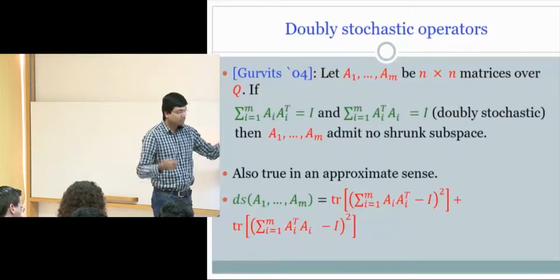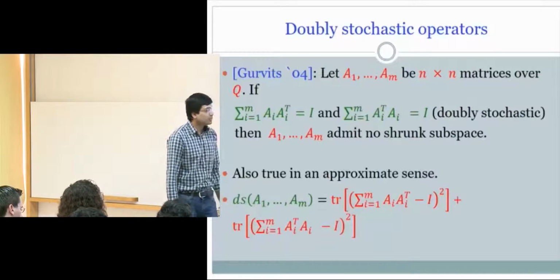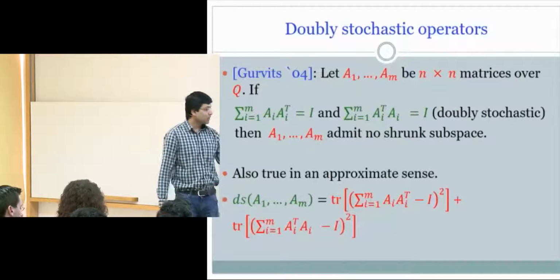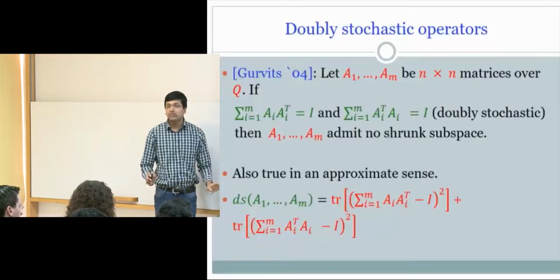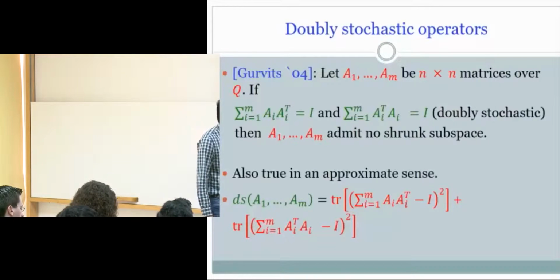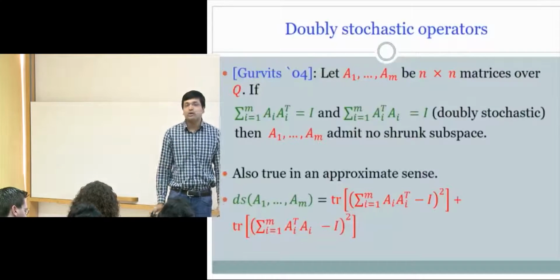So one measure is this. Anything reasonable will also work. You measure the trace of (summation A_i transpose minus identity) squared plus the trace of (summation A_i transpose A_i minus identity) squared. Okay. If this thing is small, then these two conditions are almost identity. Okay, and I say that these matrices are close to being doubly stochastic.